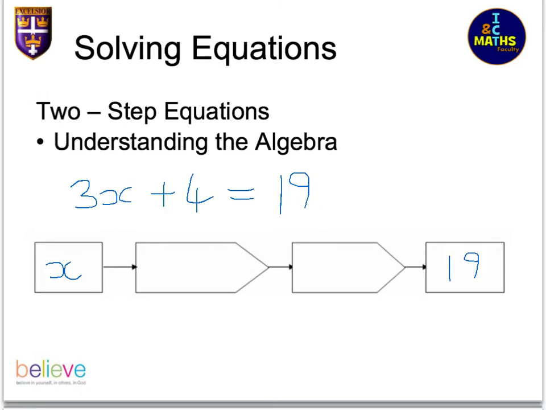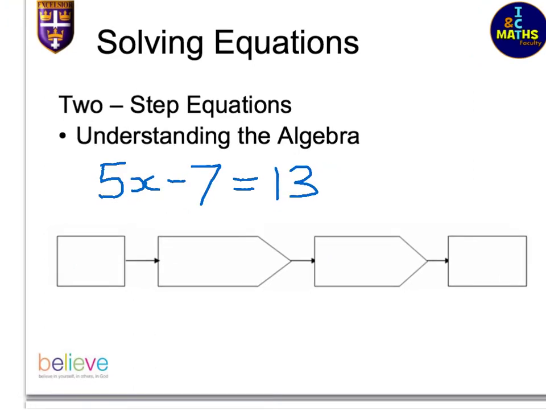But what has been done to x? Your task is to identify the two operations and the order in which they took place. Well, the first operation was to multiply by 3 and then add 4 is the second operation.